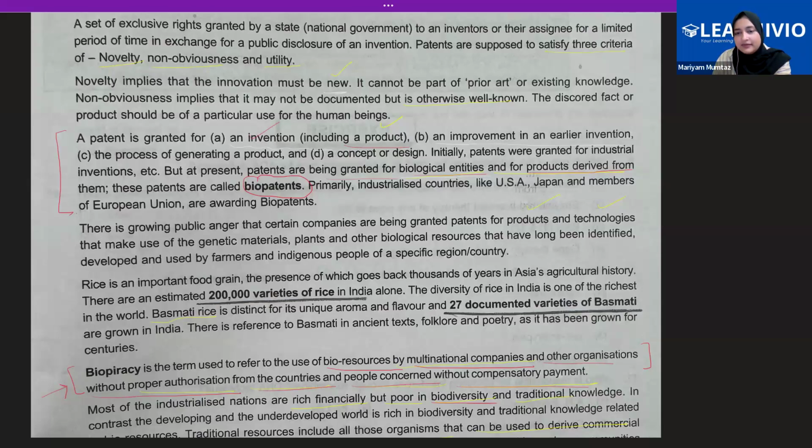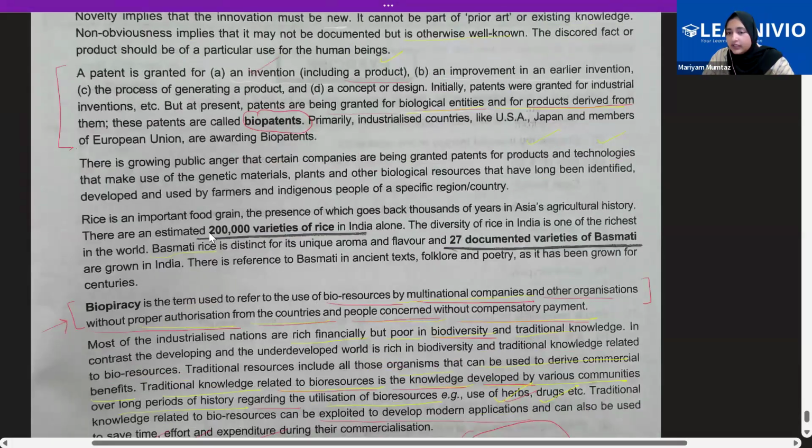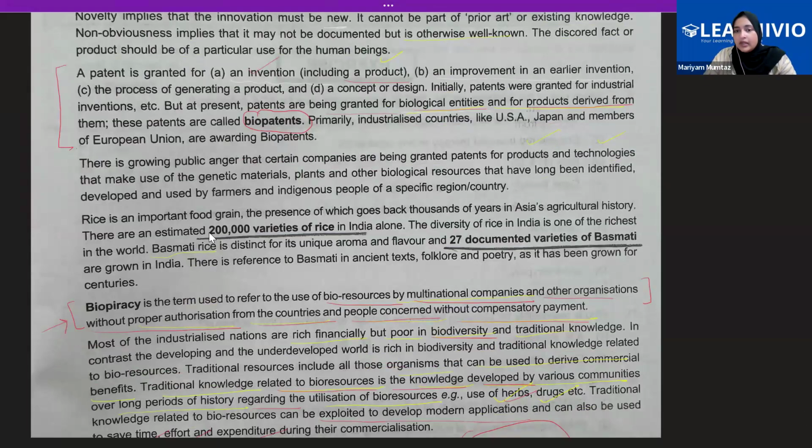So, for example, I'll tell you, rice is a very important food grain in India, right? In many states of India, it is a staple food. And you know that there are so many different varieties of rice in India, like 2 lakh varieties of rice. Imagine so many states, so many areas, and every area has their own unique variety of rice. The rice diversity of India is richest.